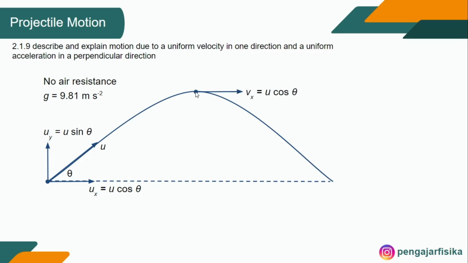So at the highest point, the velocity in x will be the same as the initial because there is no force that can reduce the velocity. So at this point, the vx will be the same as ux, which is u cosine theta. However, the vy will be 0. Why? Because from this point to this point, the object is moving upward, meanwhile the g will be downward in the opposite direction. So it will make the velocity in the y direction become 0.